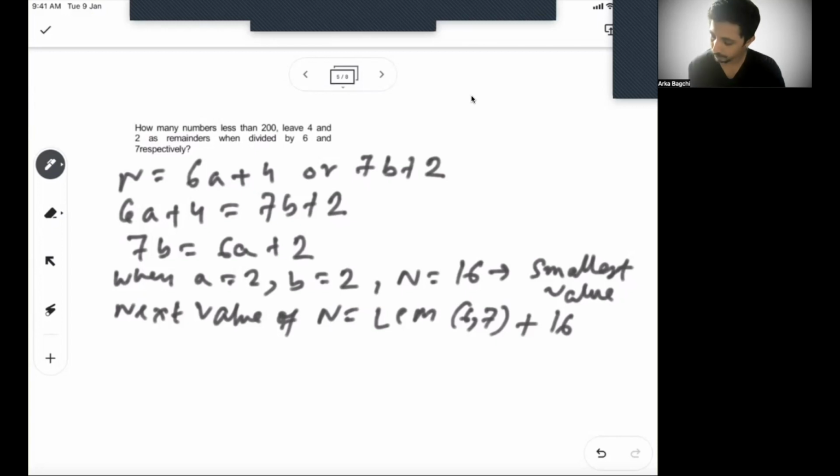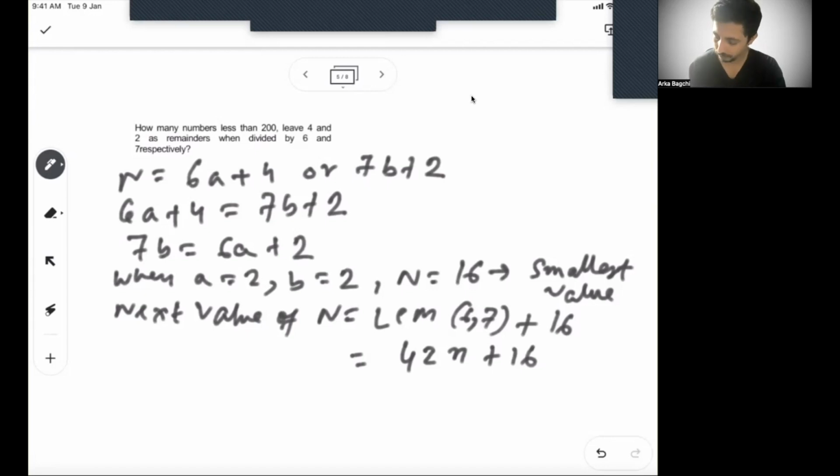So we can say 42n plus 16. So yeah, the next value of n is 42 plus 16. The subsequent values of n will be 42n plus 16, where n was 0 in the first case, you got 16, which satisfies the condition. N being 1 will satisfy the condition, and then so on. So the next set of values will always be LCM of 6 comma 7 into n plus 16. So then how many such values will be less than 200?